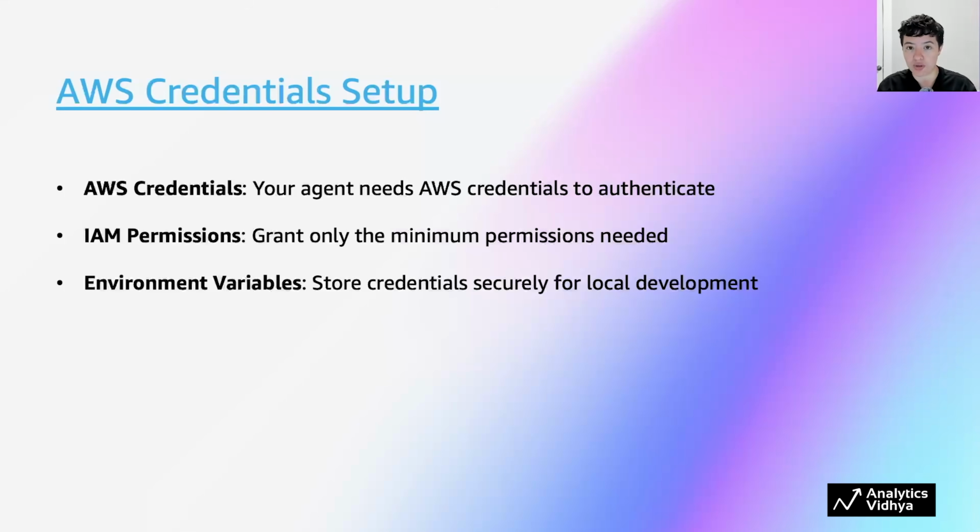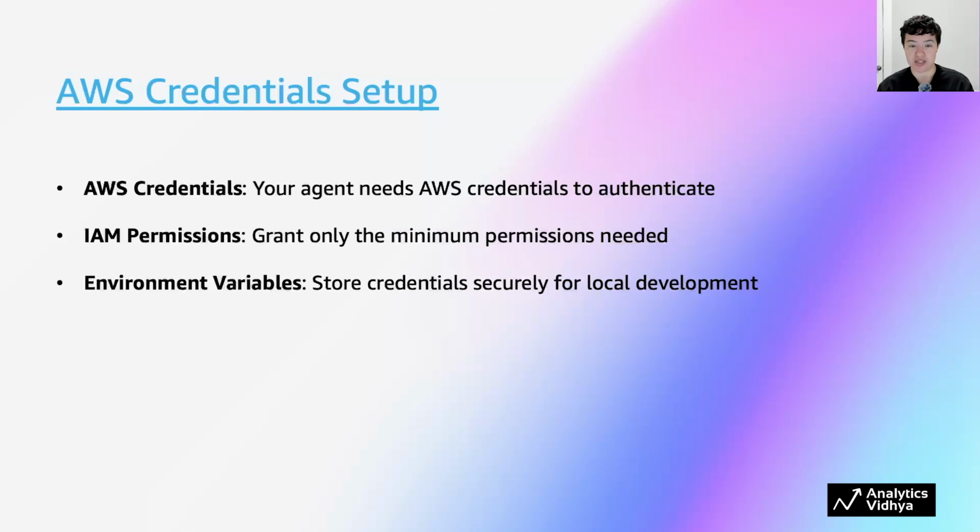Here's a quick overview of what you'll want to set up. There's the AWS credentials, so your agent needs AWS credentials to authenticate. There's IAM permissions, and again here you'll only want to be granting the minimum permissions needed. And then there's some environment variables for development locally on our system, so we want to store those credentials securely and make sure we're not hard coding any API keys when we're developing locally.